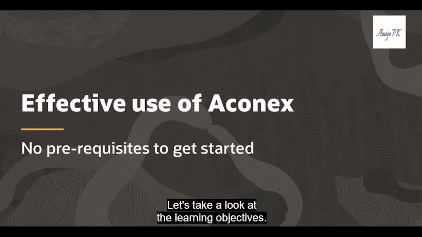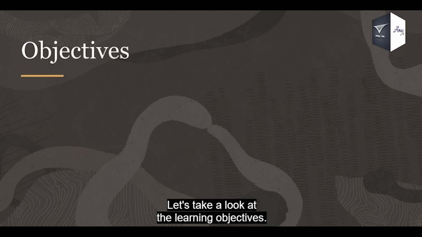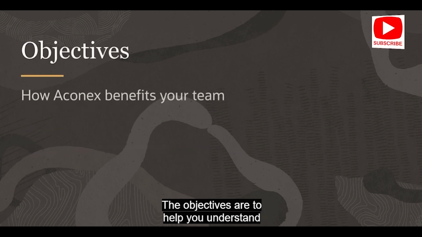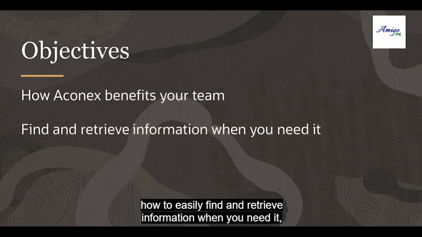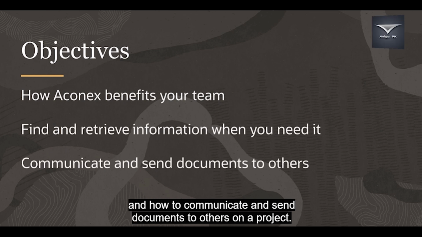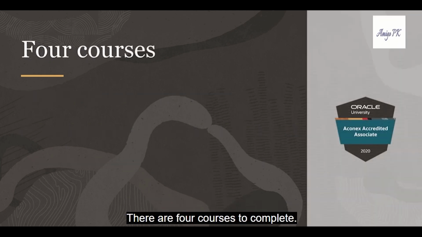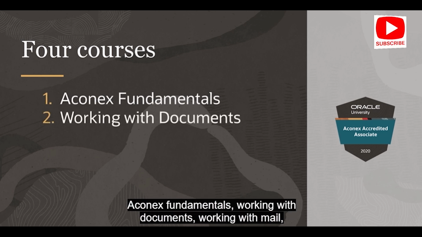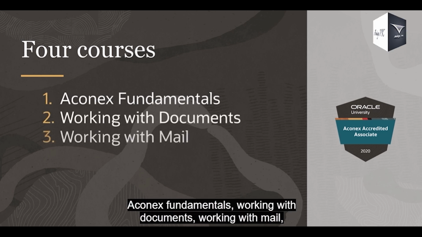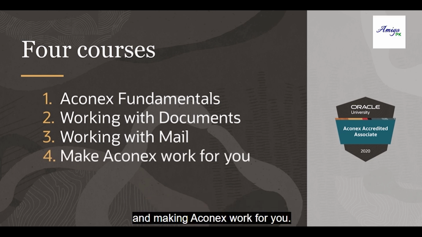Let's take a look at the learning objectives. The objectives are to help you understand how Aconex will benefit your project team, how to easily find and retrieve information when you need it, and how to communicate and send documents to others on a project. There are 4 courses to complete: Aconex Fundamentals, Working with Documents, Working with Mail, and Making Aconex Work for You.